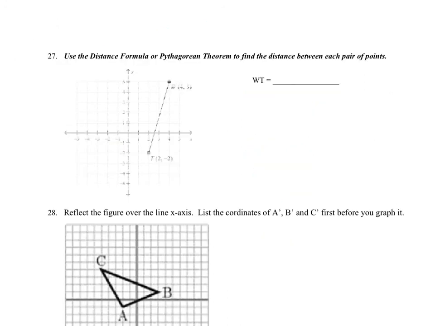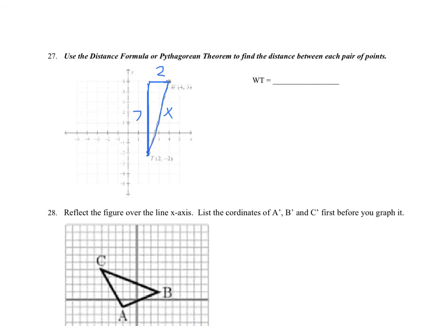Number 27, we're going to use the distance formula or Pythagorean theorem. Remember, when we have a picture, it's a lot easier to use the Pythagorean theorem. And what we do is we make a triangle to find the distance. This distance we know is 2. This distance is 7. So to use the Pythagorean theorem, we're wanting to know what this one is, so we'll call it x.